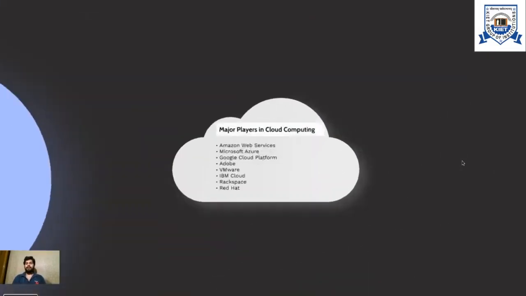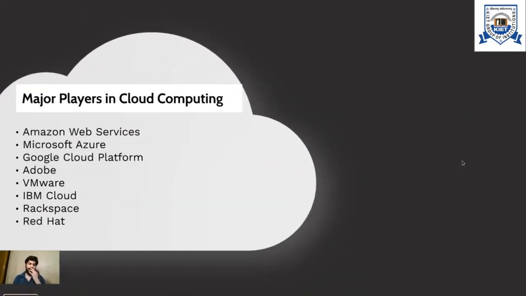Now let's talk about the big industries involved in cloud technology. Amazon Web Services, you all know about it. Amazon Web Services provides infrastructure as a service. Microsoft Azure primarily provides platform as a service. Now it is providing infrastructure as a service as well.